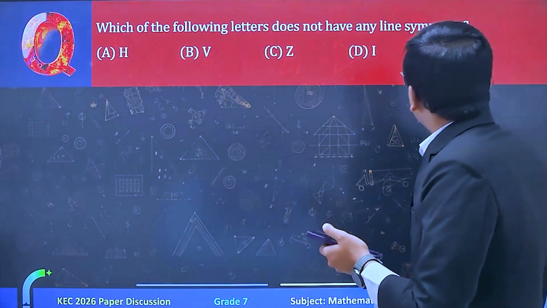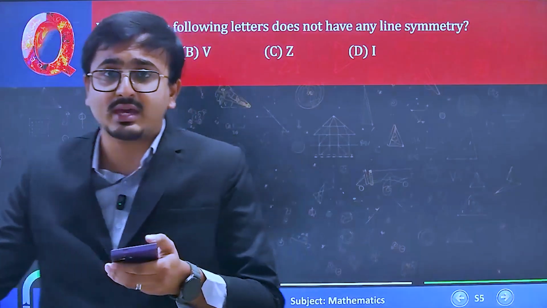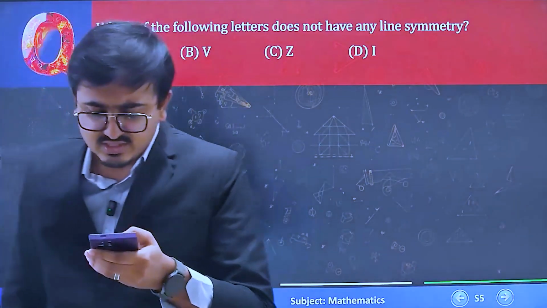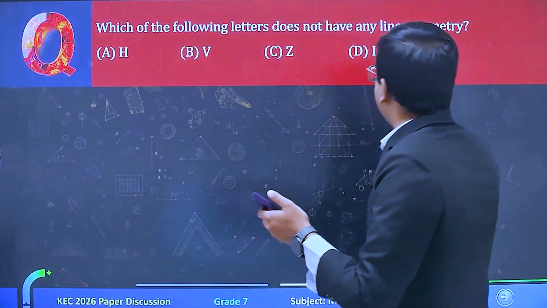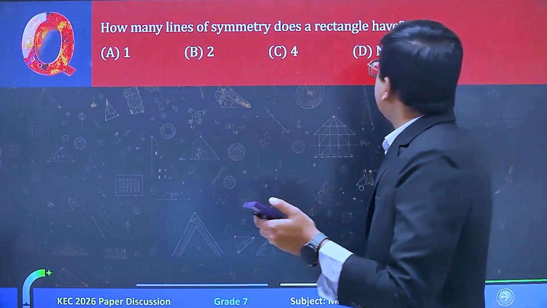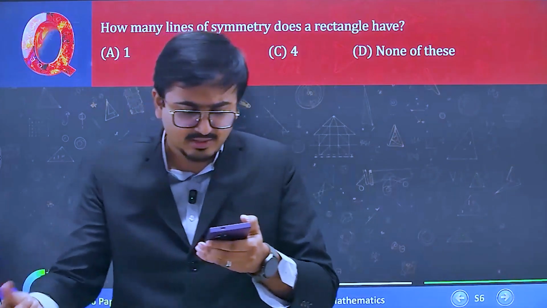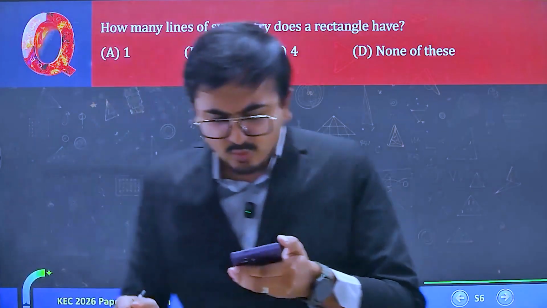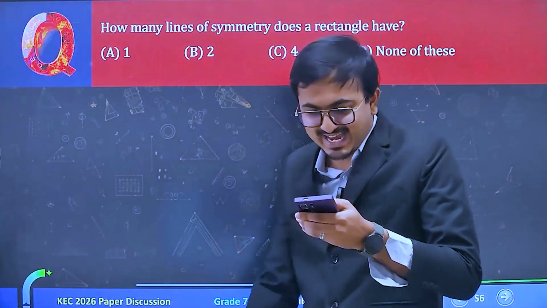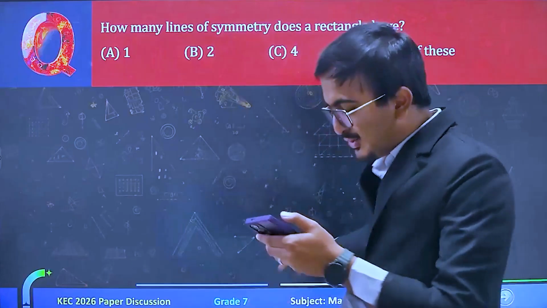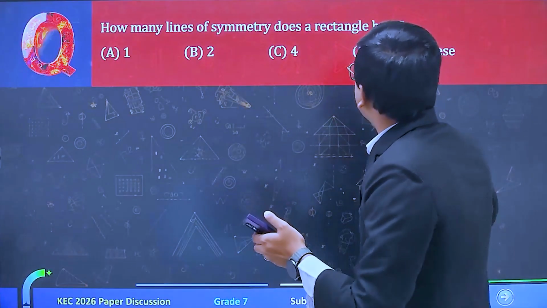Next, which of the following letters do not have any lines of symmetry? Quick. Very easy. We have done this in the class. Very good. Rapid fire. Very nice. How many lines of symmetry does a rectangle have? Come on. Very good. Two.